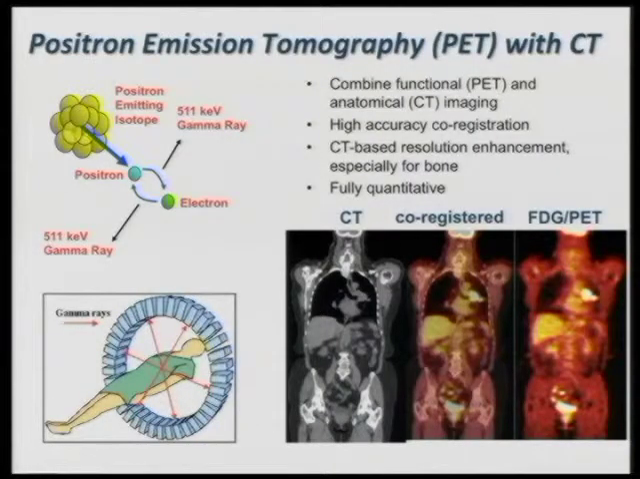So now pretty much a standard for most PET imaging is that it's combined with CT. This provides very accurate co-registration, and it also enhances the resolution of PET and makes it fully quantitative. So you can see here that here's just the FDG. FDG is a fluorine-18 labeled deoxyglucose molecule, which is taken up in highly metabolic tissues such as tumors.